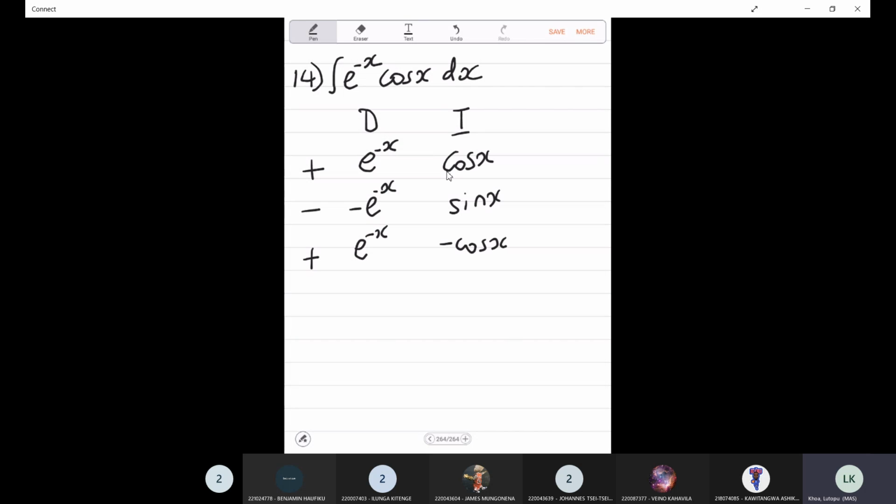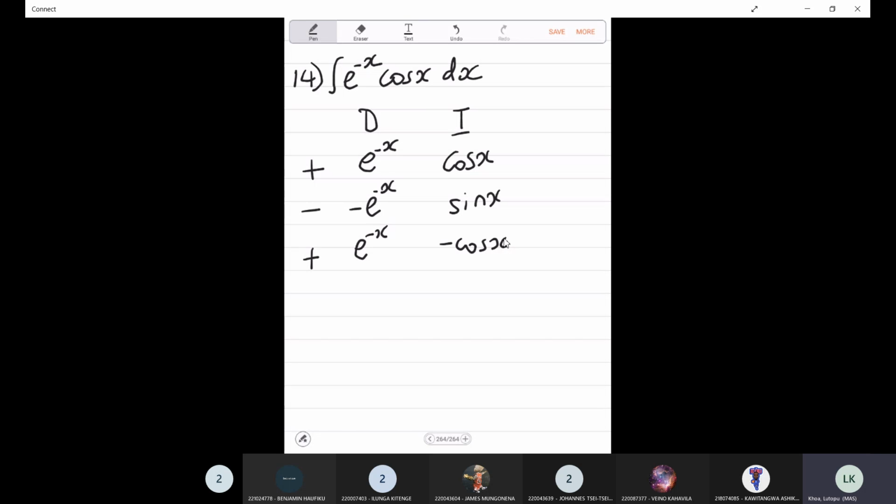Now you can see with this one over here, it will never end, because with sine x and cos x, the integral will never go to 0, and here the derivative will never go to 0. So when you multiply horizontally, you will never get a 0. So how do you know when to stop? You stop when the product on the last row is what you have here, so a scalar multiple of what you have here. So you can see here I have e to the power of minus x cos x. Here I have e to the power of minus x and cos x. So that is where I stop.